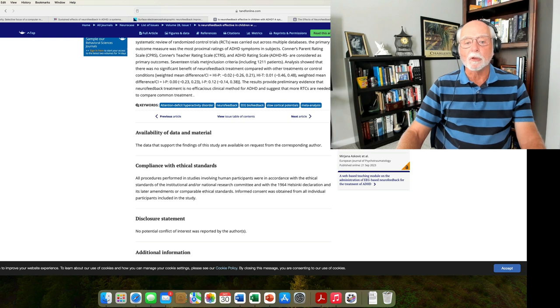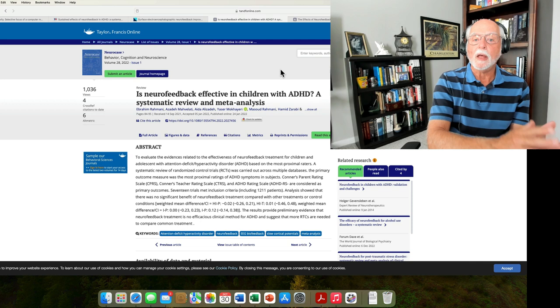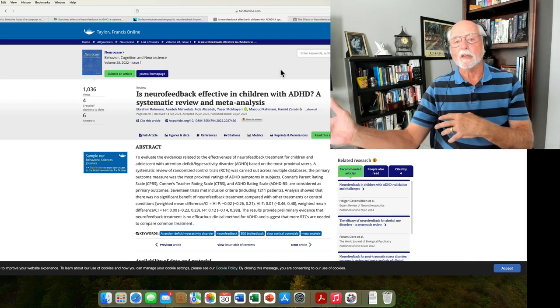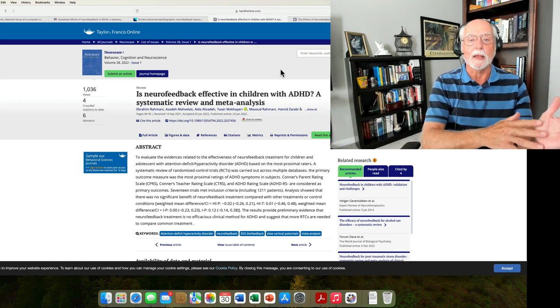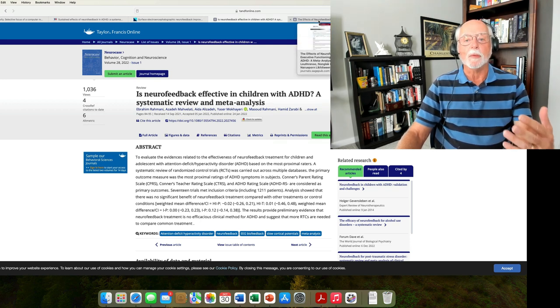17 trials were included in this review involving more than 1,200 patients. Analyses showed that there was no significant benefit of neurofeedback treatment compared with other treatments or control conditions. So once again, we see effects on lab measures, much less likely to see them out there in the real world. We see effects if there's not an active control condition. Where there is an active control condition, then we're not likely to even see the lab effects.